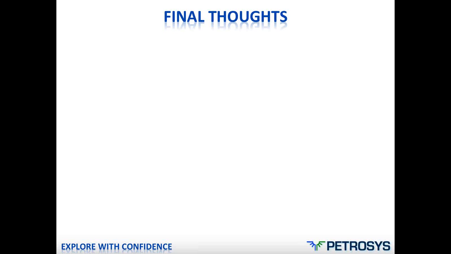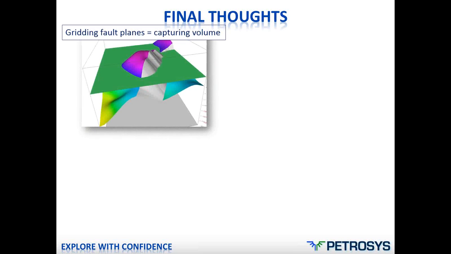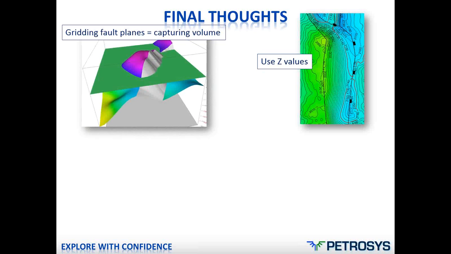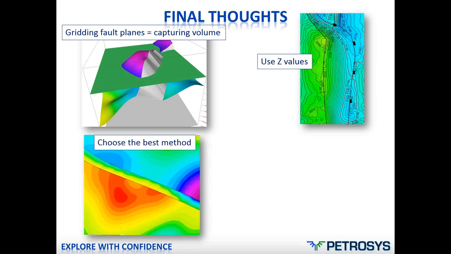And just the final thoughts for today. Always grid fault planes, so as to capture the volume. If you have Z values that you can trust on the faults, you can use them for gridding as well. If you don't have Z values, there are ways of back interpolating them from the grid. So just as I showed you before, you can use this method as well. Choose the best method of gridding for your data set. If you see that the result is not really satisfying, always try another method.